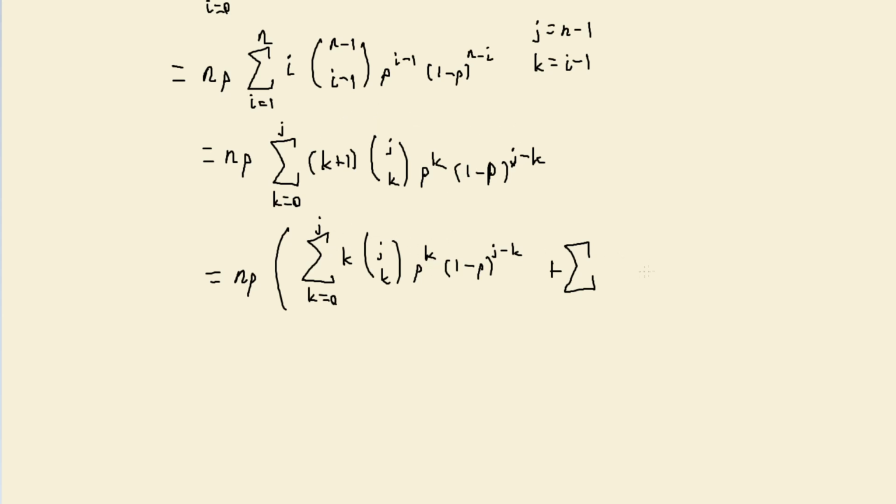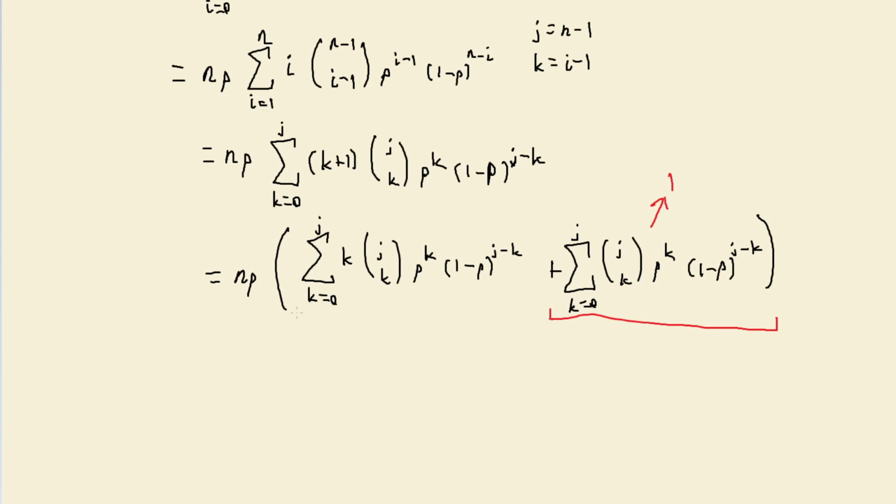Now we're doing the same thing but with 1. So we're just going to get the sum from k equals 0 to j of j choose k, multiplied by p to the power of k, 1 minus p to the power of j minus k. And now, while this might look more complicated, this sum right here is just the sum of all the probabilities of the binomial distribution. And so this is just going to be equal to 1, just as before.